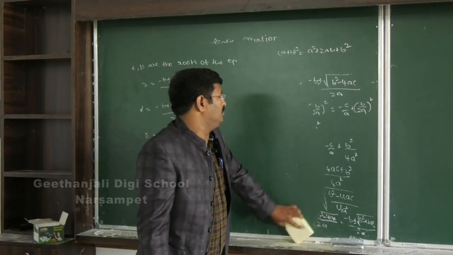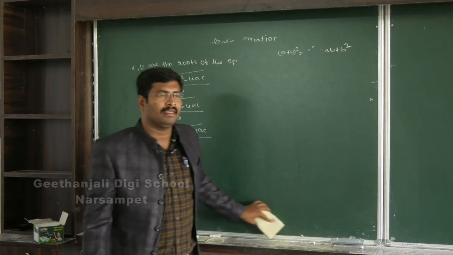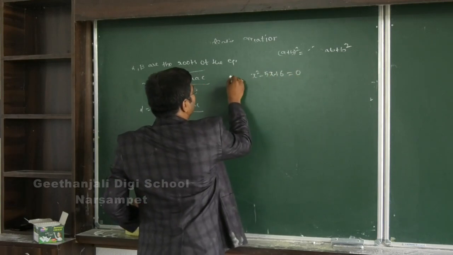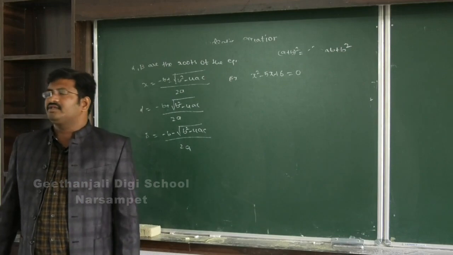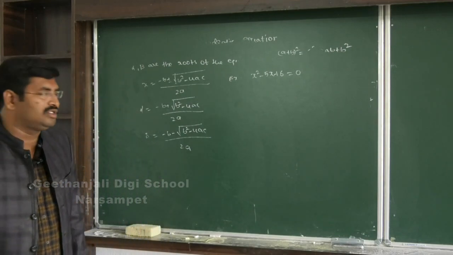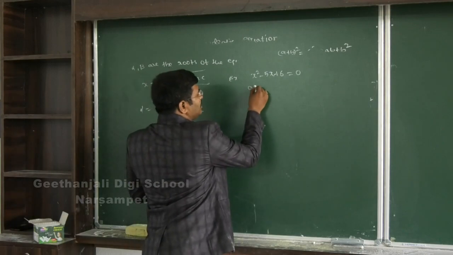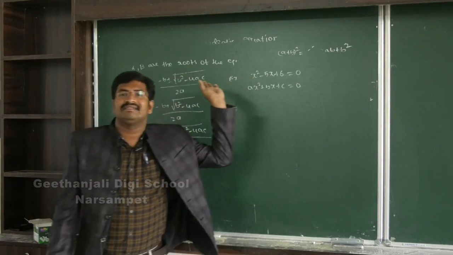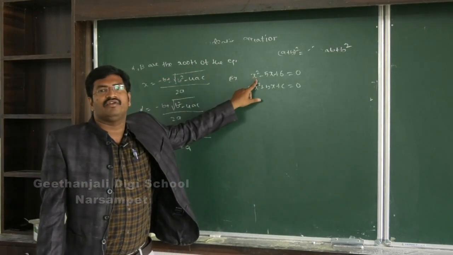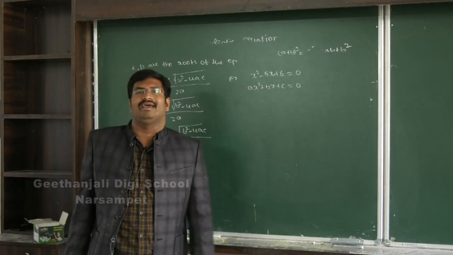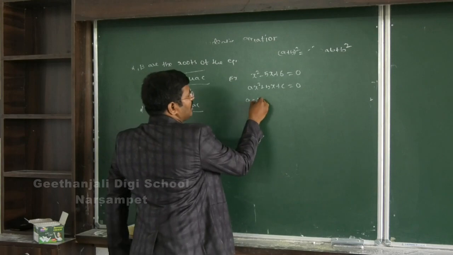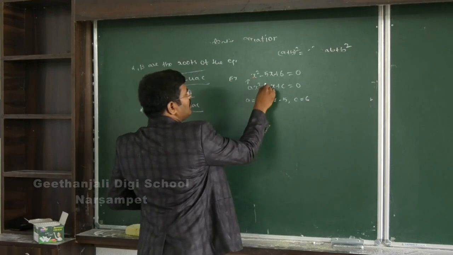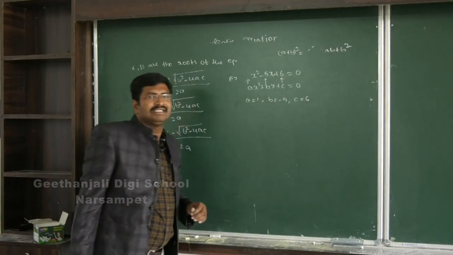Let us see one example. Find the roots of the quadratic equation x square minus 5x plus 6 is equal to 0. Now compare this equation with ax square plus bx plus c is equal to 0. That means the coefficients are equal. The x square coefficient is a, the x coefficient is b, and c is the constant. Then a is equal to 1, b is equal to minus 5, c is equal to 6.